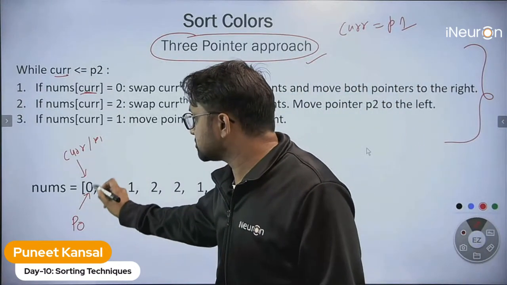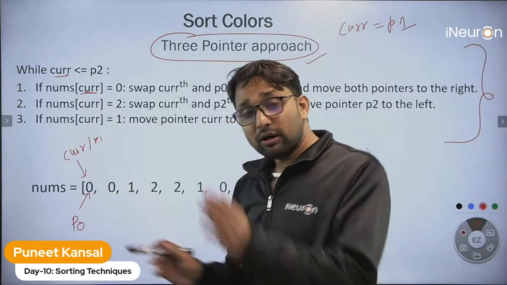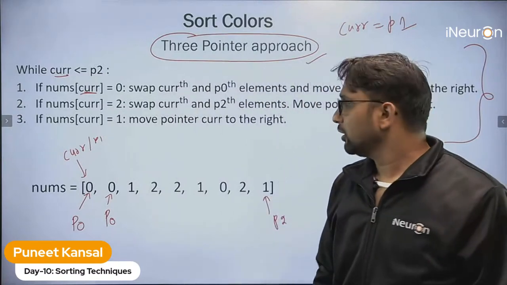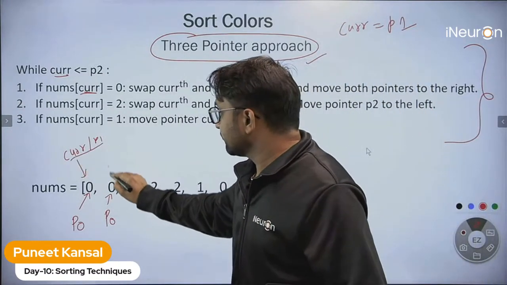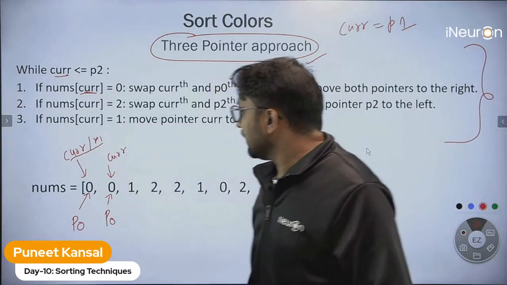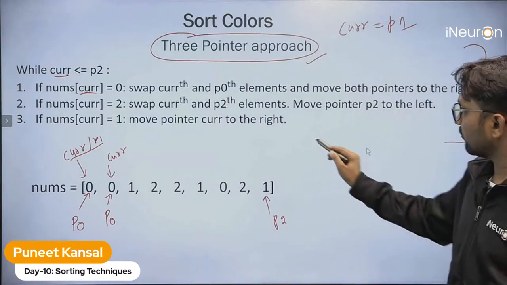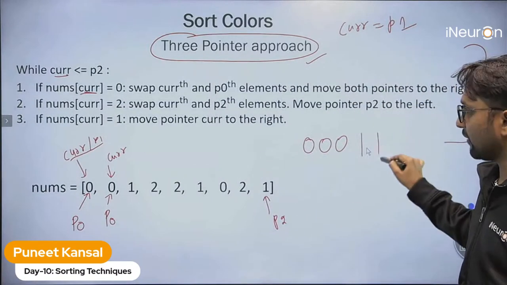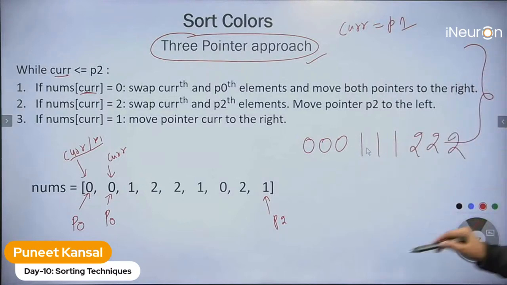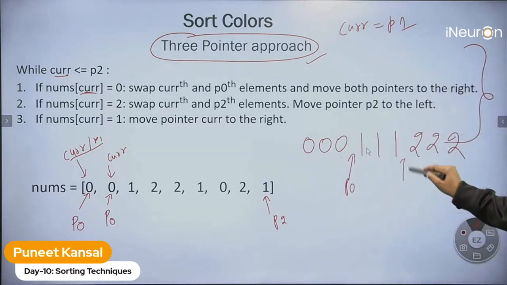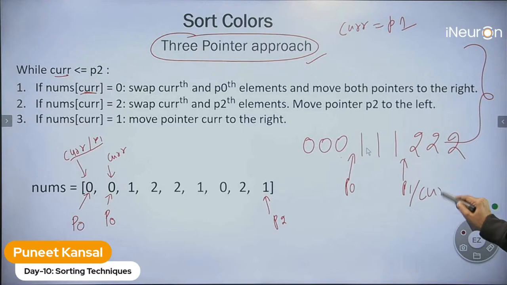First of all, we find zero. The moment you find zero, zero should be at the left side. Now I can move my P0 pointer. Can I move current also? Actually, yes, we will move the current pointer also. Why? Because the current pointer should be at the end. The output should be like this. For this input, output will be like this: 0, 0, 0, 1, 1, 1, and 2, 2, 2, with three ones here and three twos here. So at the end, your P0 should be here, and your P1, or you can say current, whatever name you give, should be here, and your P2 will come here itself.